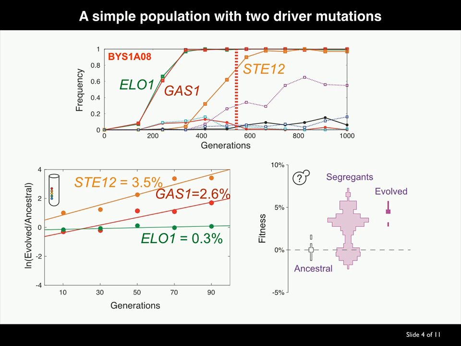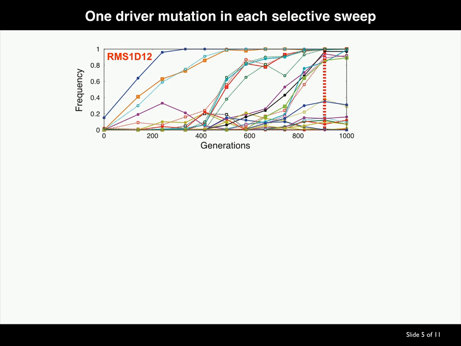So this is a pretty simple population. We can do this with more complex populations now. So from this population, we isolated a clone from generation 910. It contained 14 evolved mutations. We did the same thing. We constructed our pools and did the bulk segregant fitness assay.